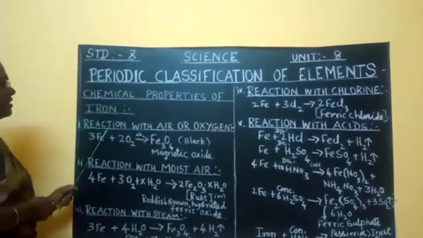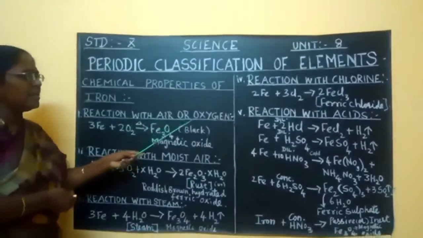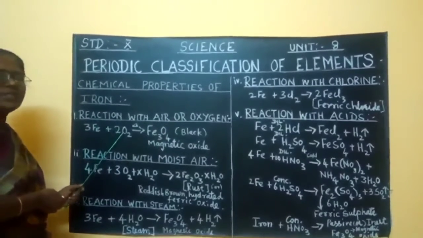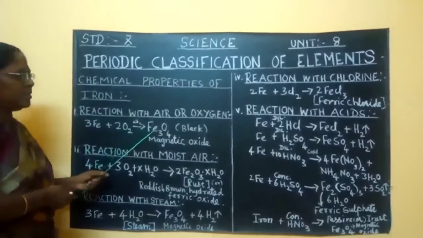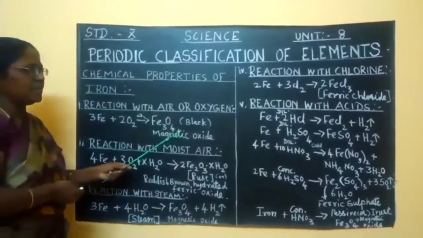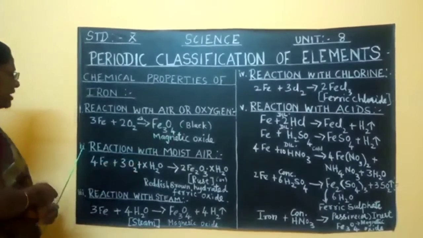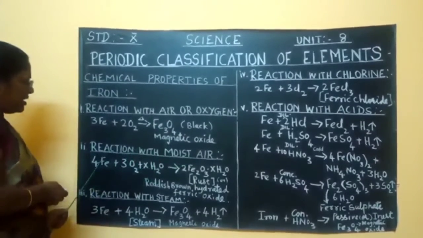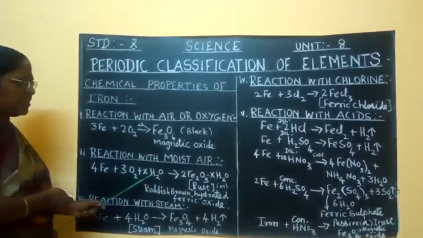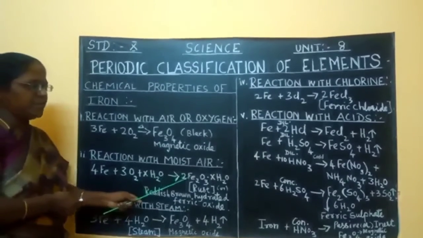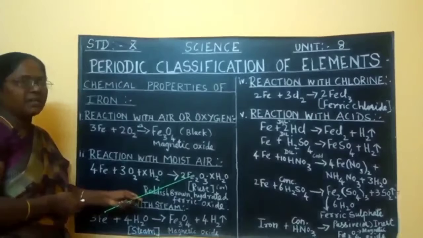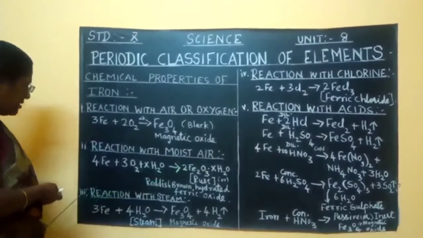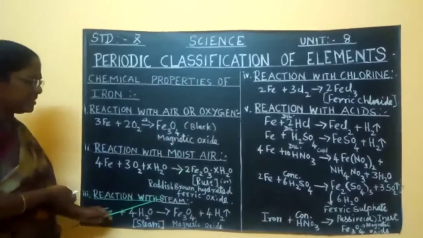The first one is reaction with air or oxygen. Here iron is heated in the presence of oxygen. It is producing magnetic oxide. It is black in color. The second reaction is reaction with moist air. Iron reacts with oxygen plus water. It is producing hydrated iron oxide. This hydrated iron oxide is called rust. The third one is reaction with steam.